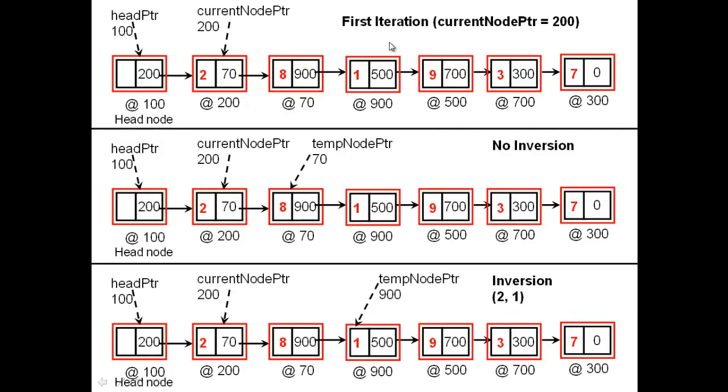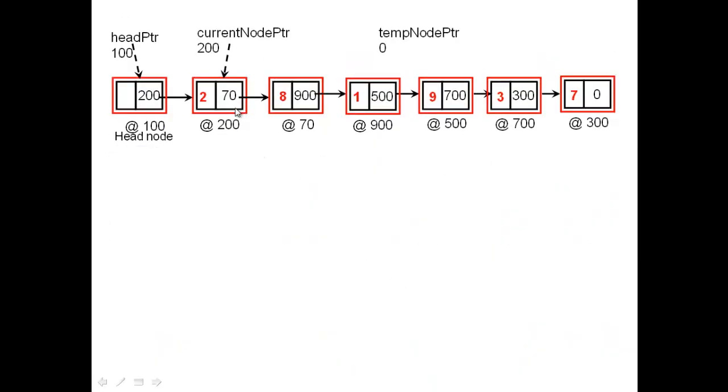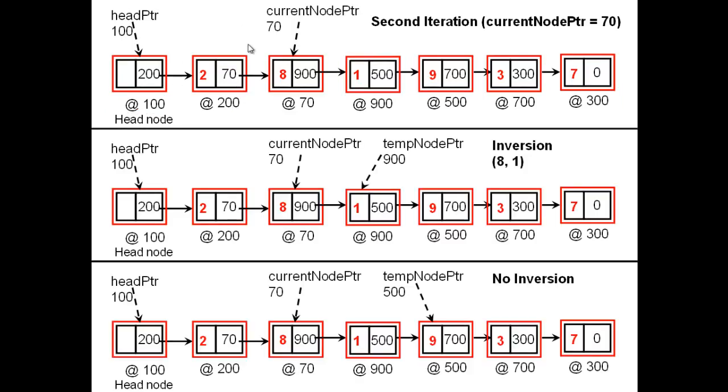So you come back to the condition, temp node pointer is now 0, so you come out of this while loop, and we are here making current node pointer take up the address of the next node. So current node pointer arrow get next node pointer will get you the address of the node next to the current node, that will be 70. The current node pointer will now be made to point to that node, so 70 is the value of current node pointer.